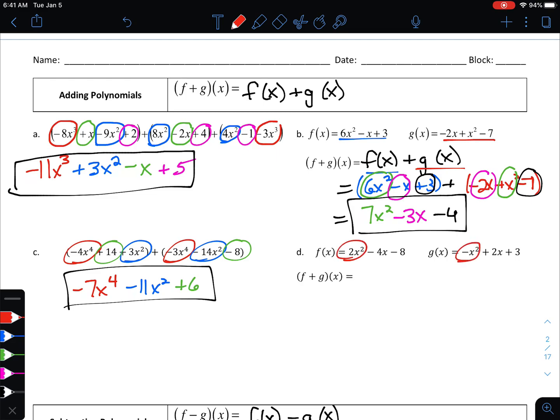So if we take 2 plus negative 1, that's just positive 1x squared. Next highest is just x, so negative 4x plus 2x is going to be a minus 2x. And then finally, negative 8 plus 3 is going to be negative 5, and there's our final answer.